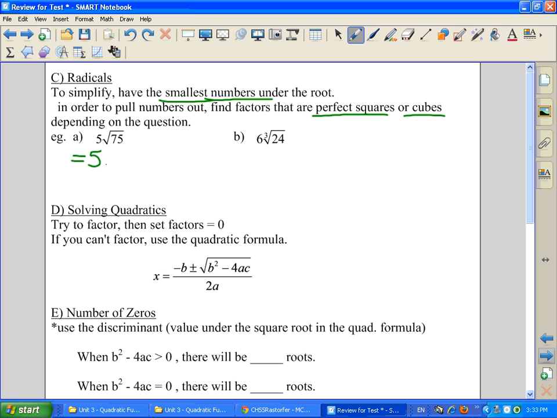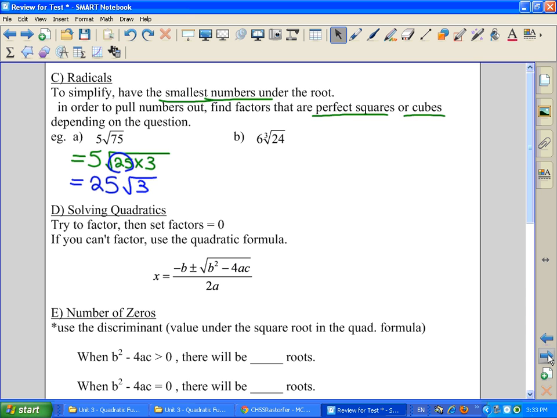5 is our whole number, but how can we break 75 into two factors where one is a perfect square? Well, it's 25 times 3 under the root. Then we recognize that 25 is a perfect square. So when you take the square root of 25, that's 5, but we already have 5 here, so it's 5 times 5, which equals 25, and the root still left over is root 3.